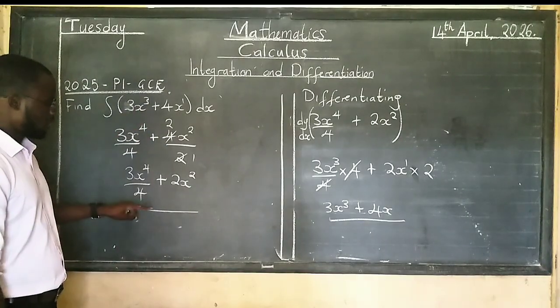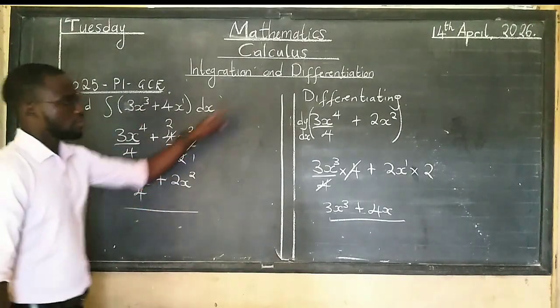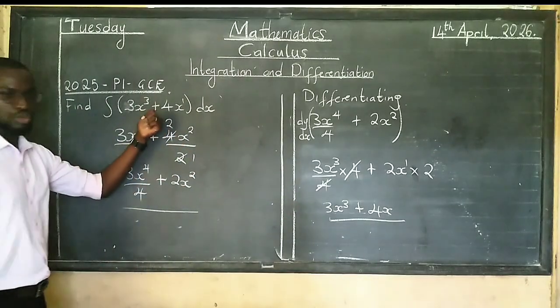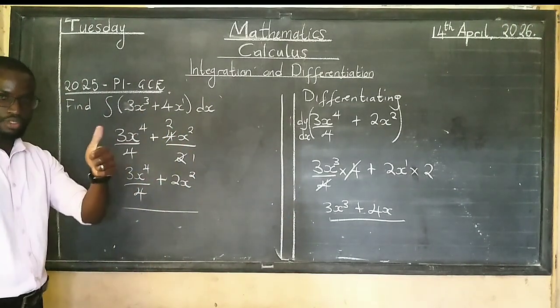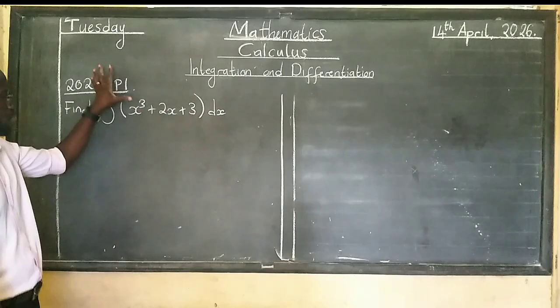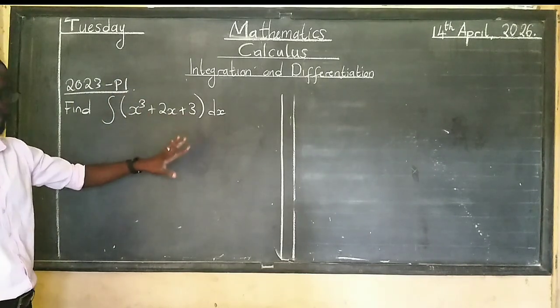So if you find the final answer under integration, differentiating it and getting the original question as your answer under differentiation will show you that what you're doing is correct. Let's go to number 2. Okay, 2023, even this one, no limits whatsoever.